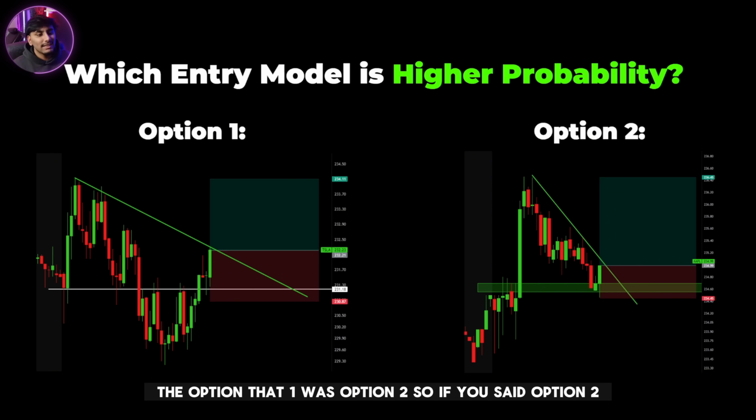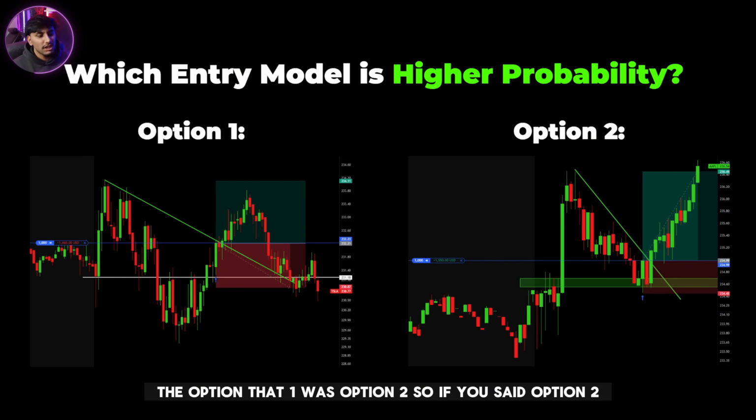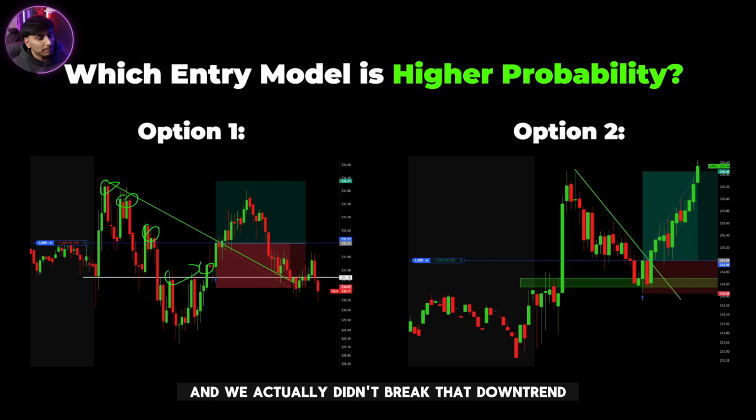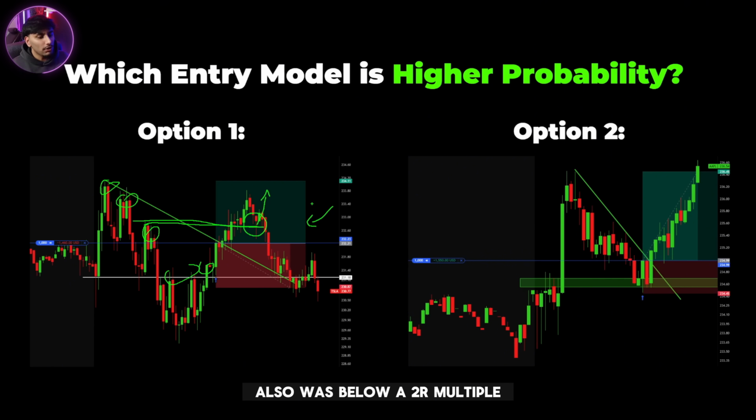But with this being said, the option that won was option 2. So if you said option 2, that is the right answer. And the reason that is, after watching this video, of course, you understand. For this one, we actually had a clear downtrend for this name the whole time. And we actually didn't break that downtrend potentially until above this level. This would have been a higher probability entry model for a move to the upside. But we can see that even this failed. And this is because this stock simply did not have enough strength. It was not in a clear uptrend. And of course, the risk multiple for this trade also was below a 2R multiple.